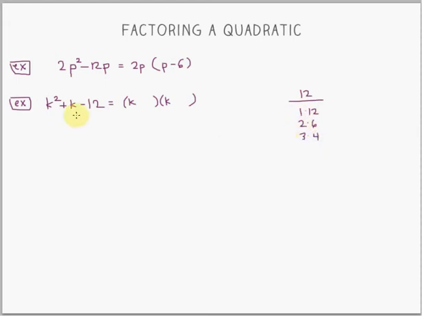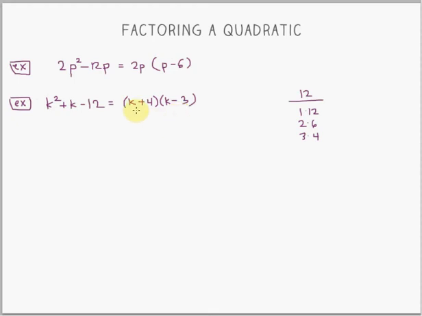Which of these will add up to be a value of 1? Well, it has to be 3 and 4 because they're 1 apart from each other. Now we need the answer when we multiply them to be a negative 12, and when we add to be a positive 1, which means we want the larger number to be the positive, and one of them has to be negative. So then we get 4 minus 3 gives us a positive 1, and 4 times negative 3 gives us the negative 12. So this is in factored form. This is not the solution, this is just factored.